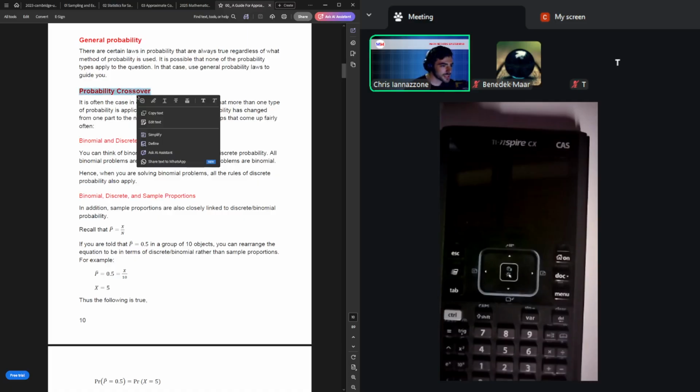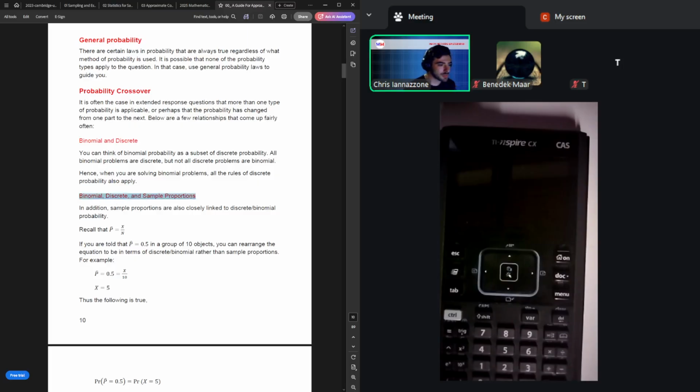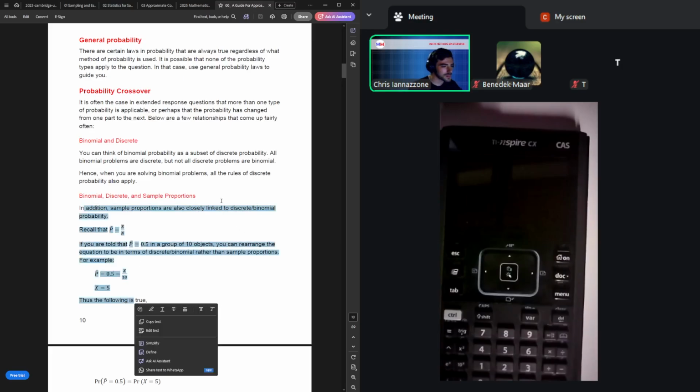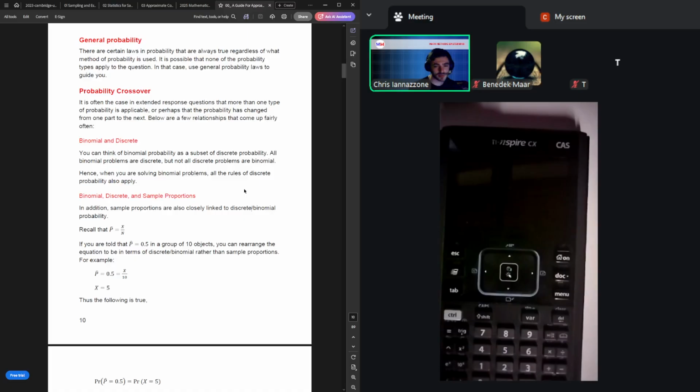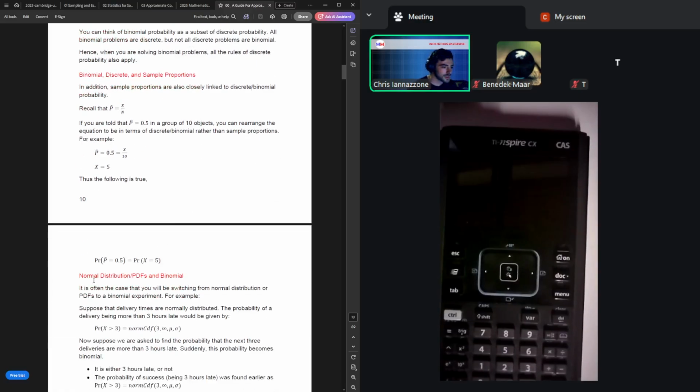As far as the sneakier crossovers go, binomial, discrete, and sample proportions are all in the discrete category, so it can be a bit tricky. These are very likely to be done back to back on each other.